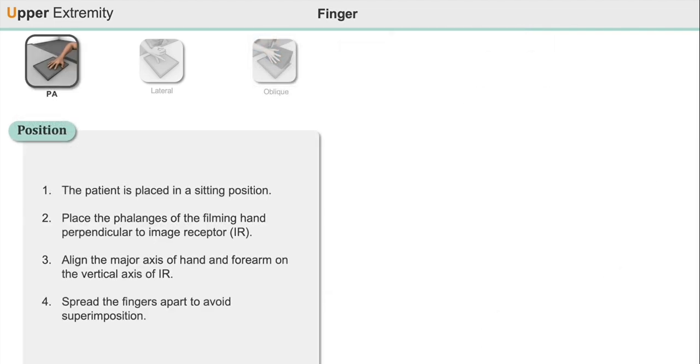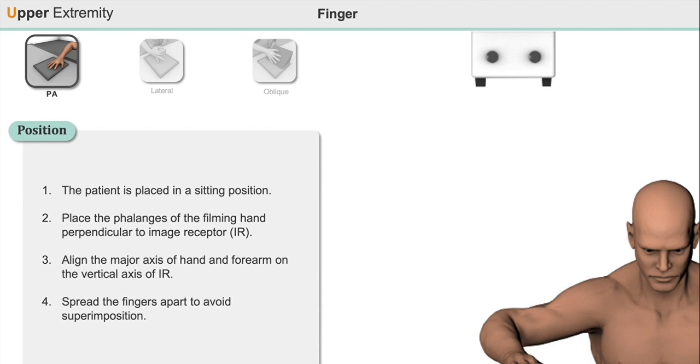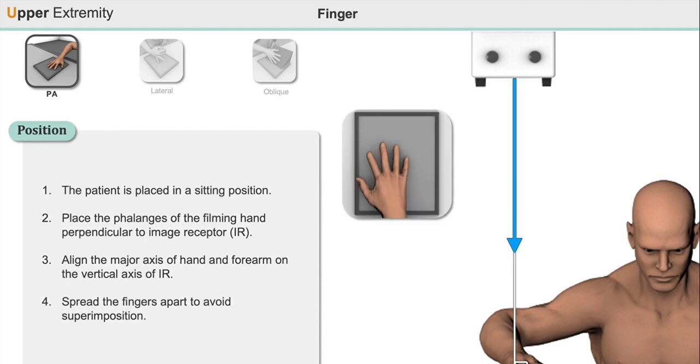For all finger projections, the patient is placed in the sitting position with the filming phalanges perpendicular to the image receptor. In the case of finger PA, align the major axis of the patient's hand and forearm on the vertical axis of the image receptor and spread the fingers apart to avoid superimposition.